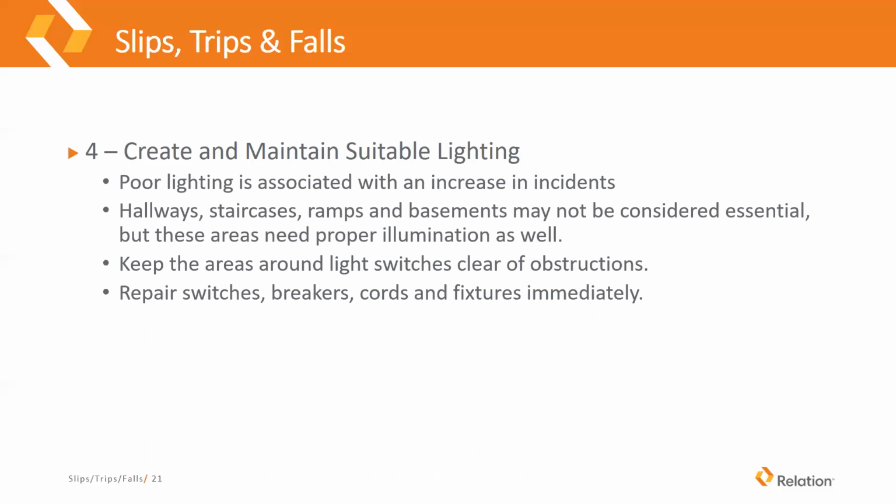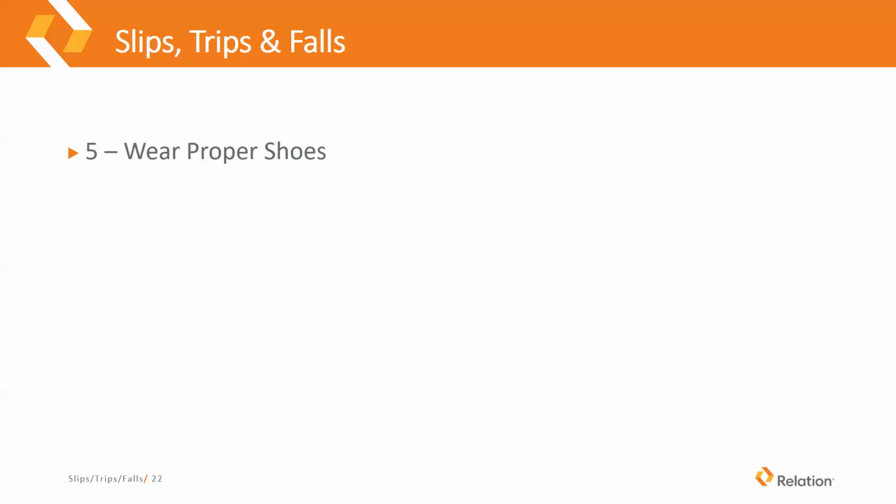Keep the areas around light switches clear of any obstructions. And you also want to make sure that switches, breakers, cords, and fixtures that go out or break or malfunction are repaired immediately so that you can have light in those areas.